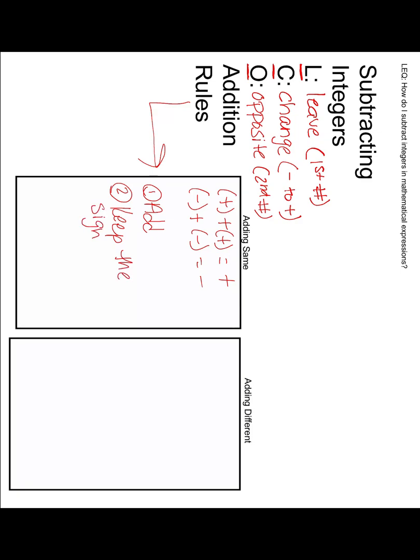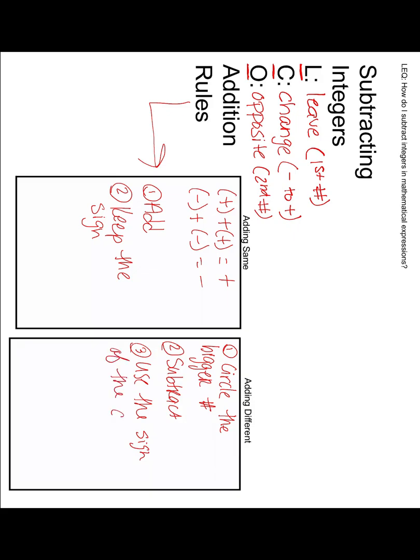Okay, if we're adding different signs, remember, that's when we circle the bigger number, subtract, and then use the sign of the circled number. Okay, so that's literally a review of the last lesson we did with adding integers. Again, if you need to pause the video to write this down in your notes, go ahead and do so.